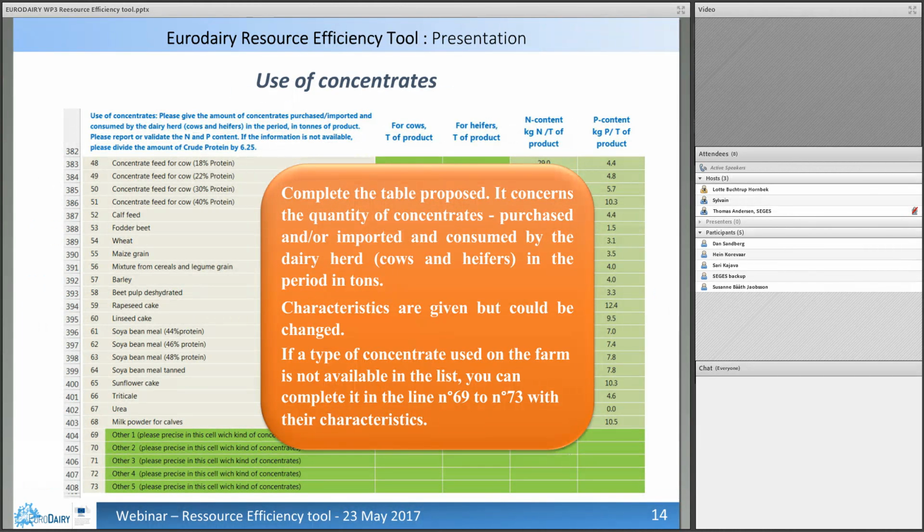Another part of the input of the farm is about the concentrates, and we need to complete the table proposed. It concerns the quantity of concentrates which are purchased or imported and consumed in the year by the dairy herds, cows and heifers, and it's given in tons. The characteristics are given but could be changed, and if a type of concentrate used on the farm is not available in the list, you can complete it at the end of the list.